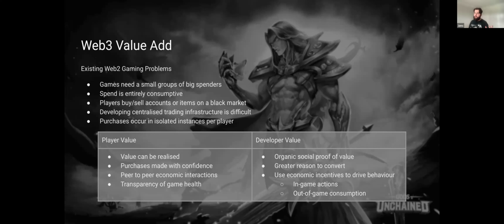So, for example, a cosmetic. It's something that I make the purchase and a state in my server has been changed, whether it be AWS, or Azure, whatever. My game state has been updated by this purchase, and that's it. I no longer have any value from that purchase.